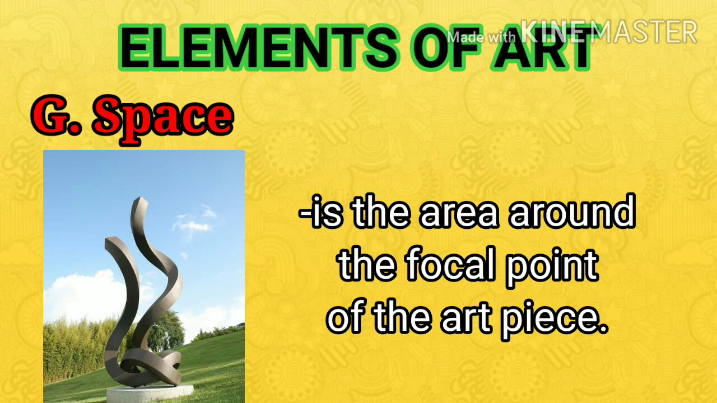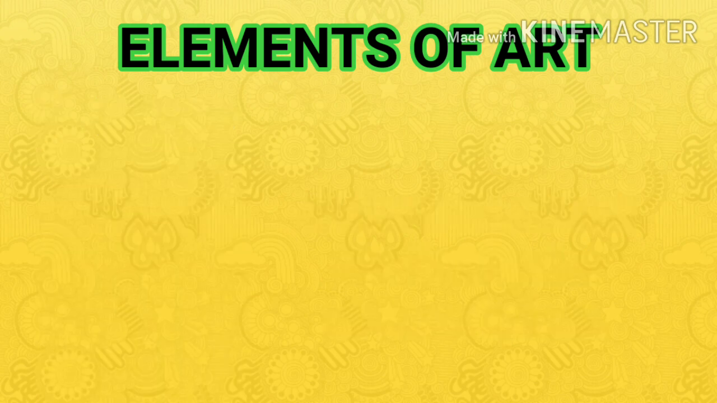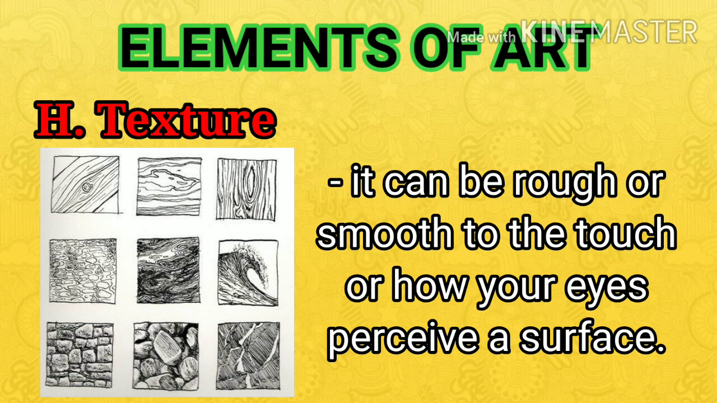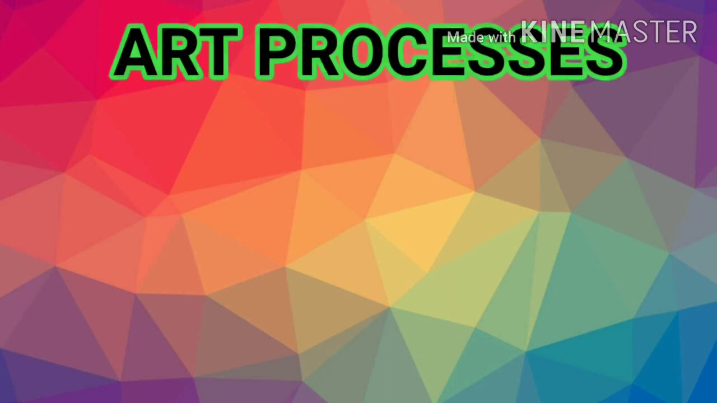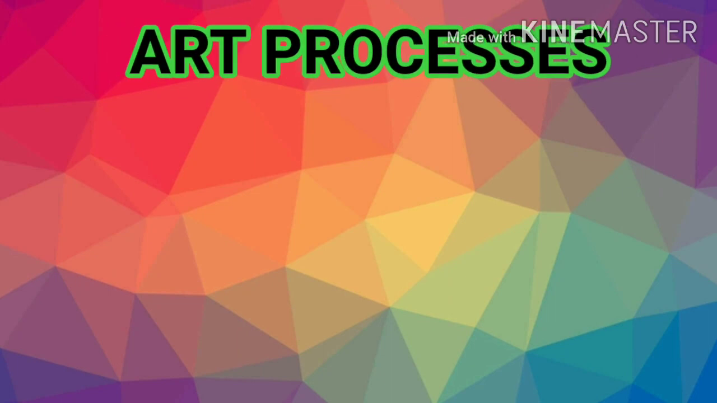Space is the area around the focal point of the art piece and might be positive or negative, shallow or deep, open or closed. Texture. It can be rough or smooth to the touch, imitating a particular feel or sensation. The texture is also how your eye perceives a surface. And now the last thing that we need to consider is the art processes.